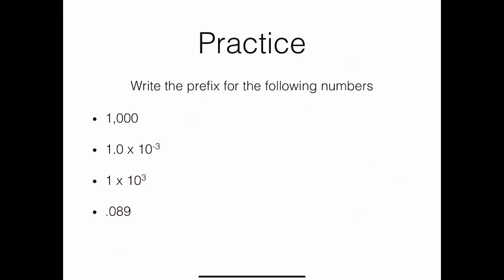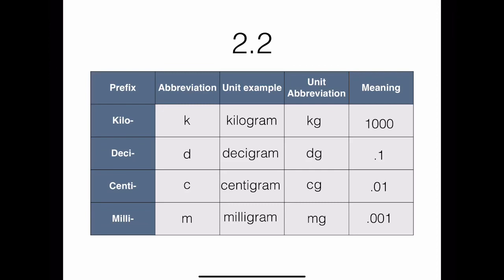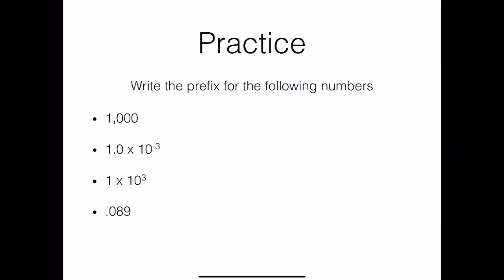Please pause the video, take a moment to try these practice problems, resume your video, and come back for the answers, please. For these practice problems, we are looking for the word prefix in the metric system that represents the following numbers. And you can see this is the same thing we were looking at in this table. That first number was the number 1000. The matching prefix is kilo. So that is the answer to number 1.